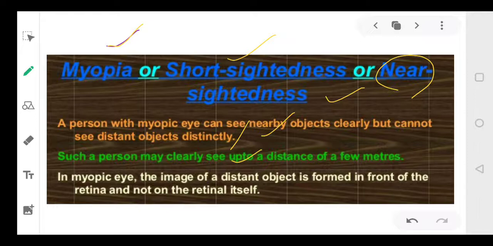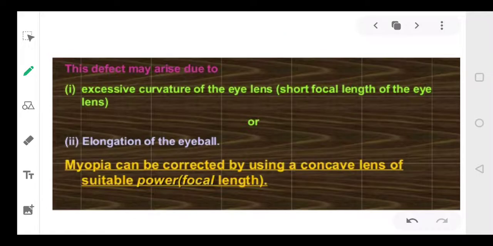But in case of myopia, the image is not formed on the retina, but it is formed in front of the retina. I hope the definition of myopia is clear. In myopia, we can see nearby objects clearly, but we cannot see far objects distinctly. Coming to the causes, why does this happen?